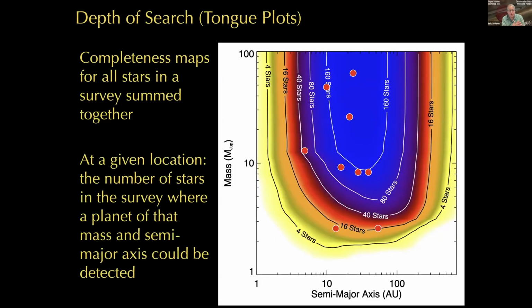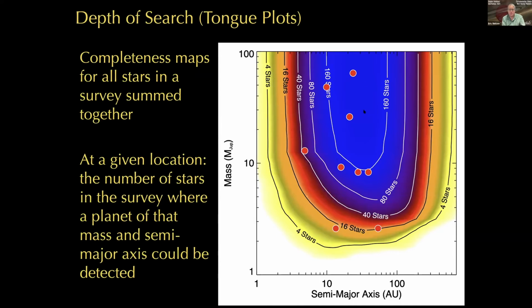Okay, and then I'll skip over a lot of steps that you can check the YouTube talk for more details, but this leads to a plot that I could call the tongue plot, or the depth of search. This is basically a summary of how complete a given direct imaging survey was, in this case to giant planets and brown dwarfs, as a function of mass and semi-major axis. The contours give the number of stars to which we could have seen an object of those given parameters. And as an example, if you take this 160 star contour, it covers brown dwarf masses from about 10 to 80 AU.